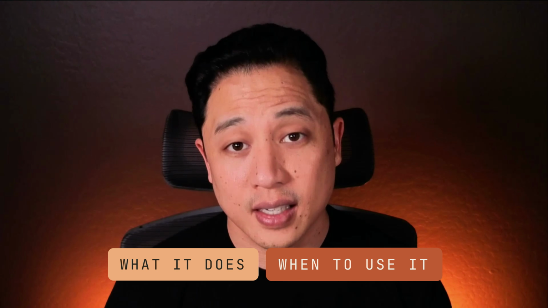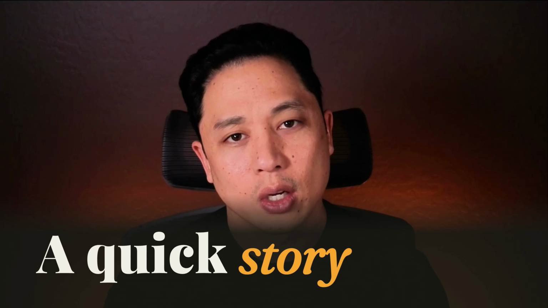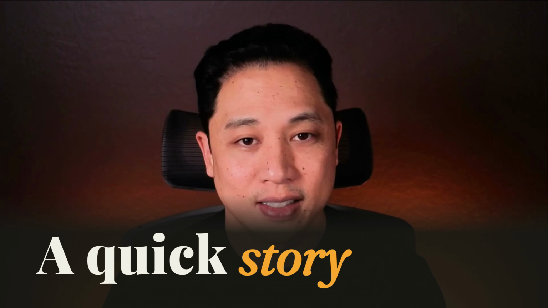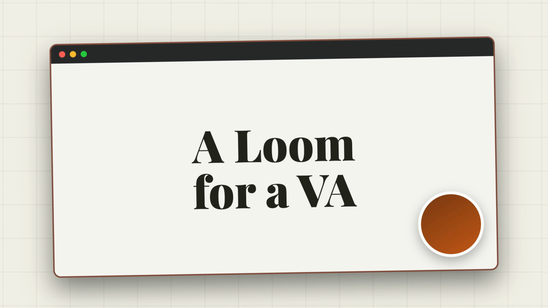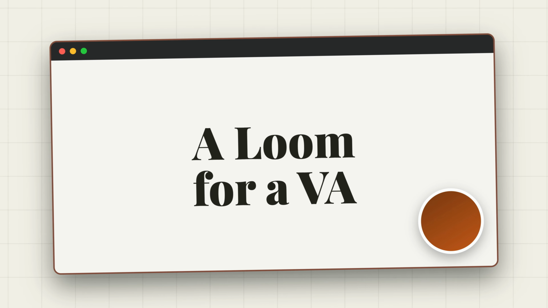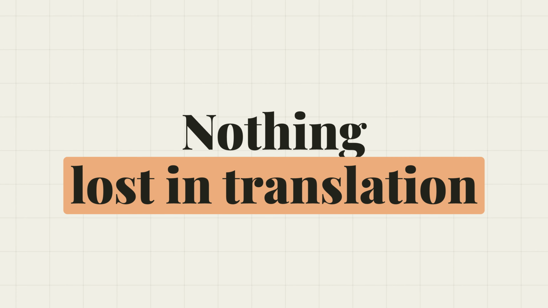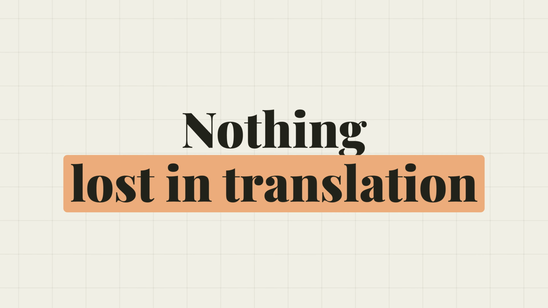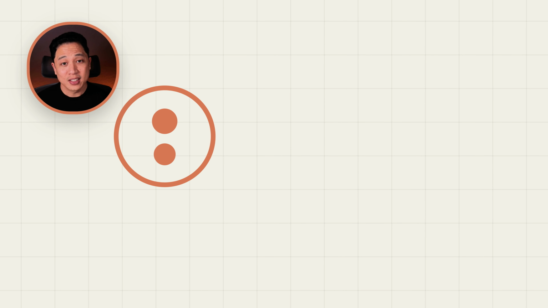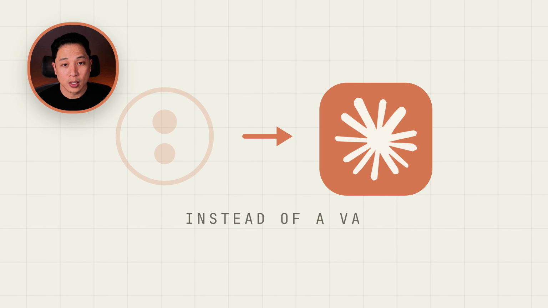I'm going to show you what it does and a use case for when you'd actually want to use it. So let me share a quick story of when this really made sense to me. Years ago, when I worked with a virtual assistant, I would record Loom videos. A Loom video is just a screen recording where I'm talking, I'm sharing my screen, and I show step-by-step of what I'm doing. And I would send that recording to my VA to make sure they understood my instructions and nothing would get lost in translation. So that's essentially what this is. Instead of a VA, you're making a screen recording for Claude.